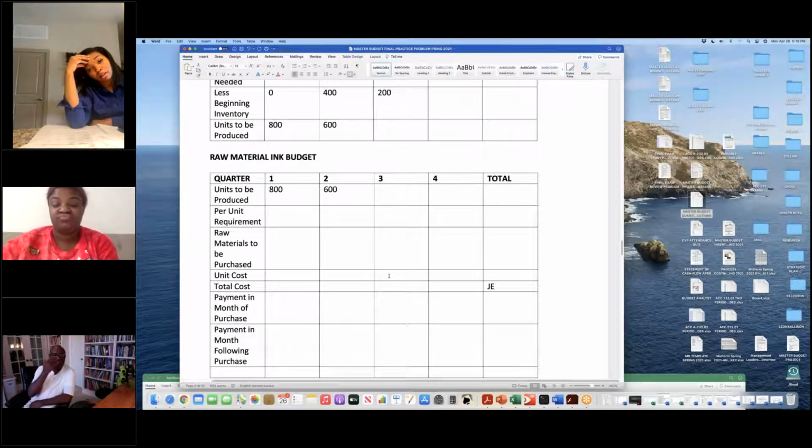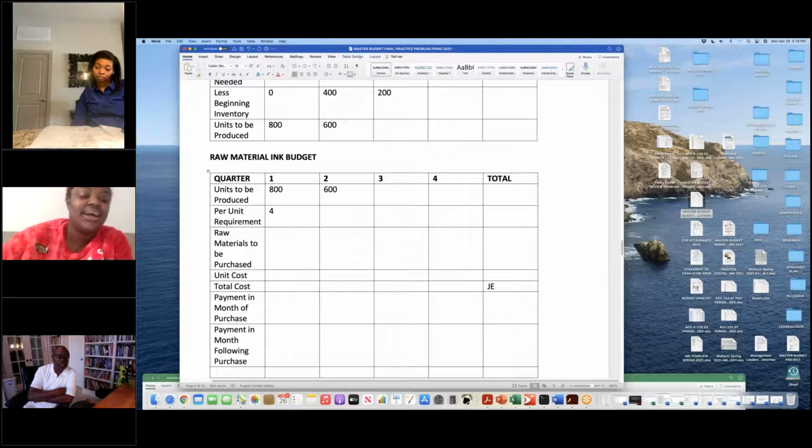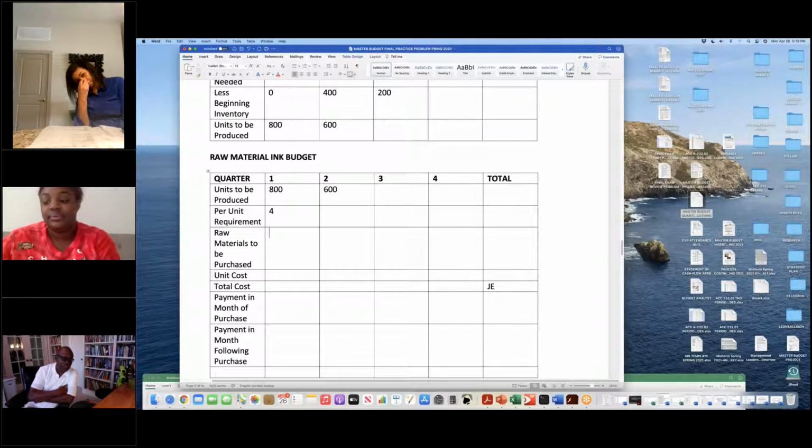So let's go back to ink. What is the per unit ink requirement? We need 4 ink cartridges per book. How many ink cartridges are we going to need all total? 40. You're making 800 books, and you need 4 ink cartridges per book. How many are you going to need? 3,200. That's correct.